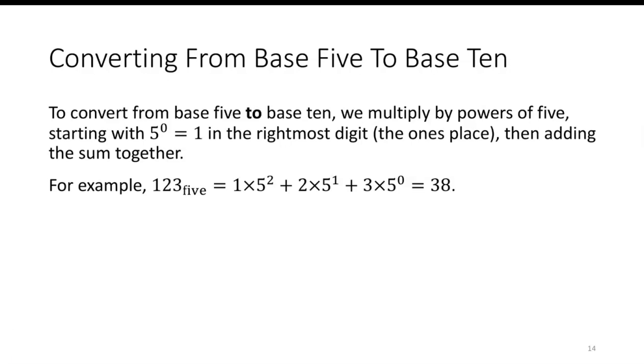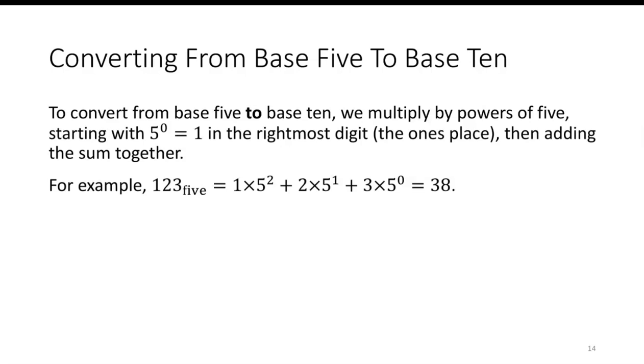To convert from base 5 to base 10, I go in reverse, where instead of dividing, I'm going to be multiplying by the power. So every digit will get its proper place value. If we multiply by powers of 5, starting with 5 to the 0 in the rightmost digit, then adding the sum together, you can think of 123 base 5 as 1 times 5 squared plus 2 times 5 plus 3 times 5 to the 0.